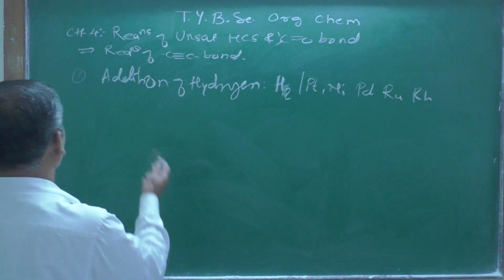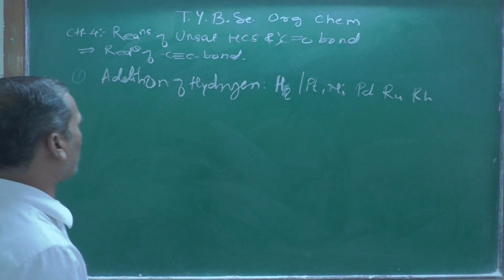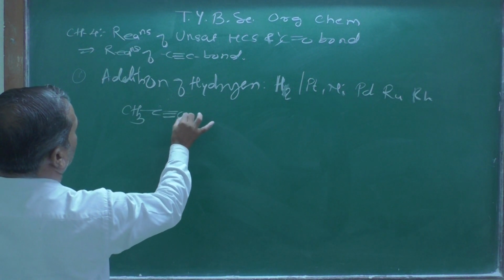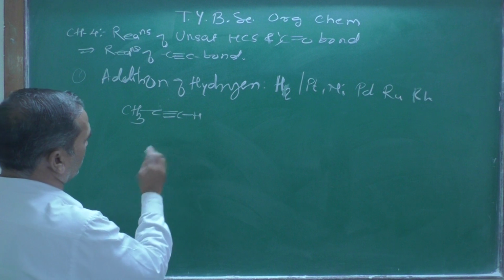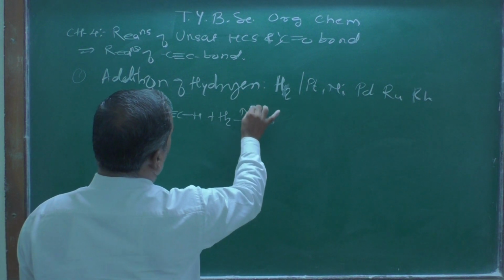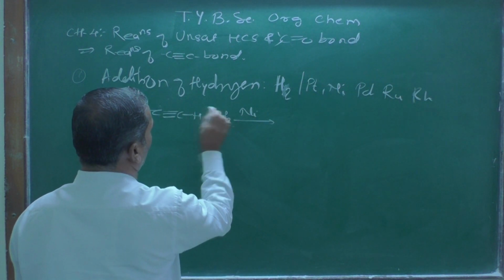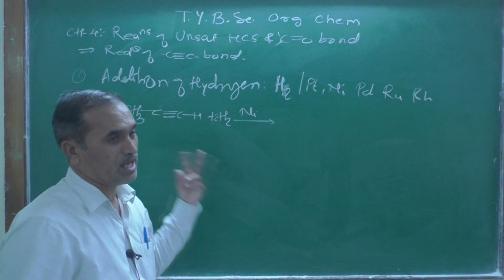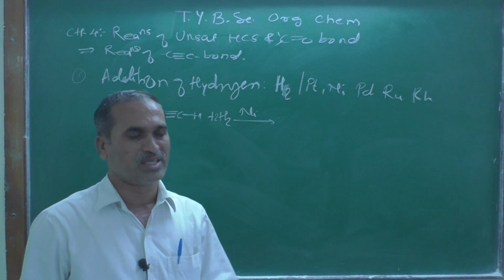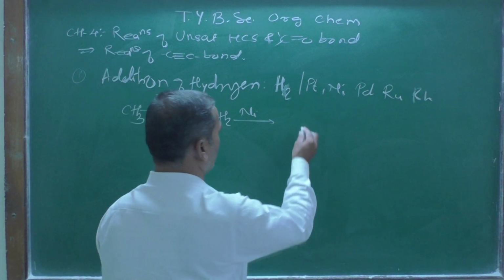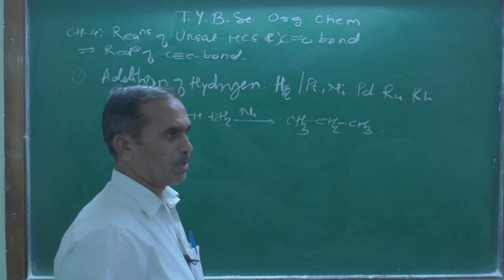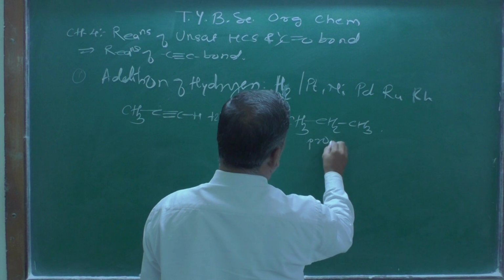Let us see one more example. The example we are taking here is the simplest alkyne. Suppose we have CH3, then C triple bond C, H, this is propyne, which will be treated with H2 in the presence of nickel. Now here 2 moles of H2 are required because there are 2 pi bonds, and therefore 2 moles of hydrogen molecule are required to convert that compound into this one. We will get CH3, CH2 and CH3. That type of product is formed here, which is known as propane, right?